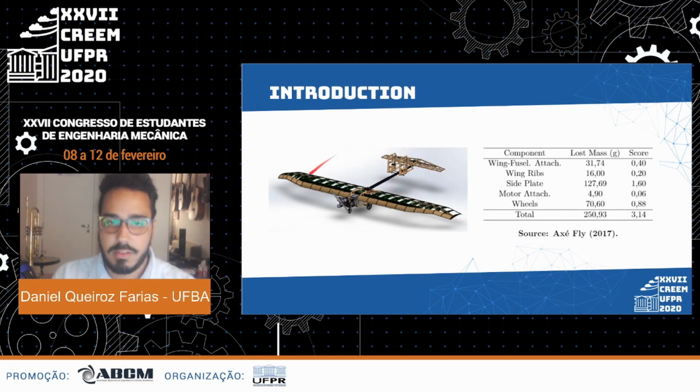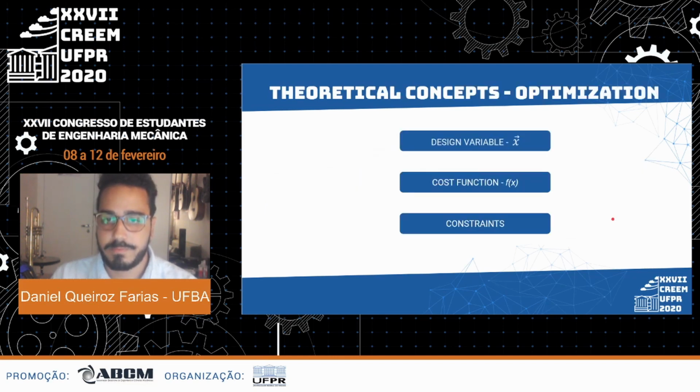Here you can see the aircraft designed by the Asha Fly team, where on the table to your right, you can see the score obtained by reducing the weight of each of these items separately, and also the total score.